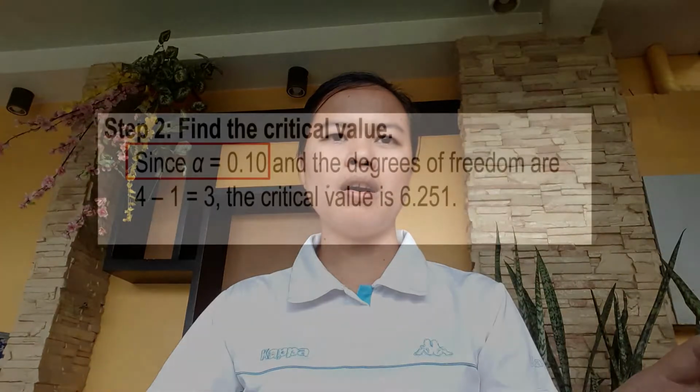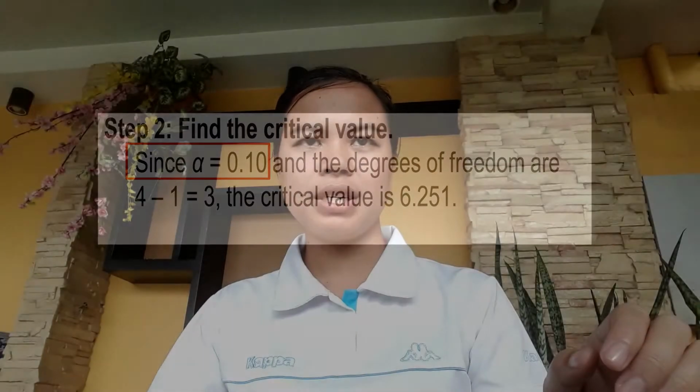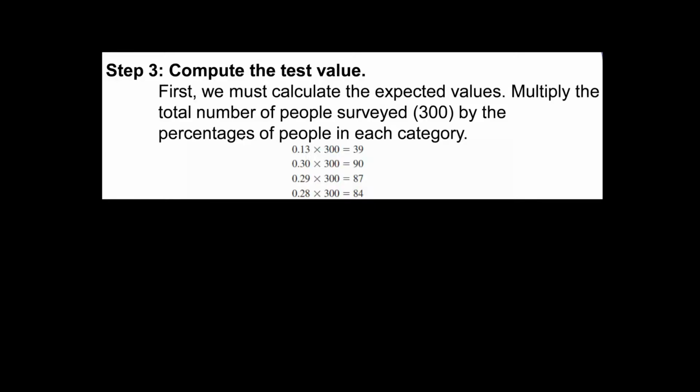Then step 2, find the critical value. Since alpha equals 0.10 and the degrees of freedom are 4 minus 1 equals 3, the critical value is 6.251. Step 3 is compute the test value. First, we must calculate the expected values. Multiply the total number of people surveyed, which is 300, by the percentage of people in each category.